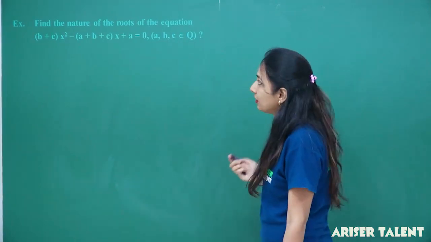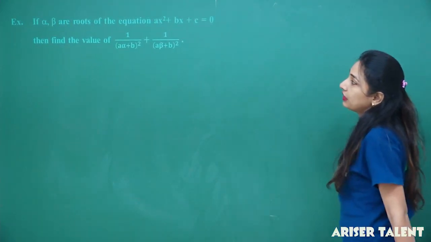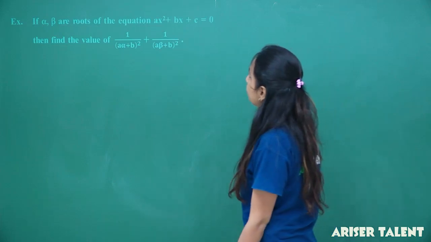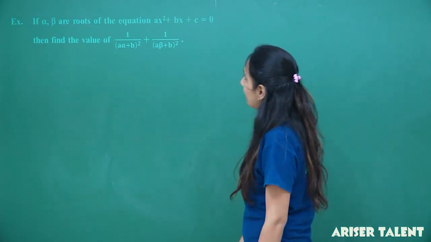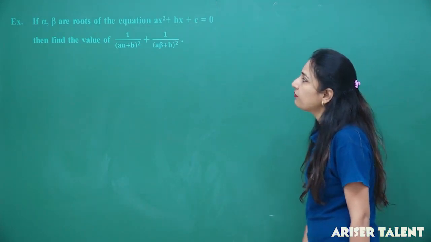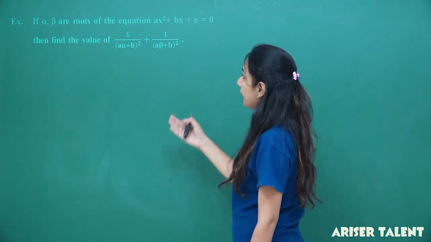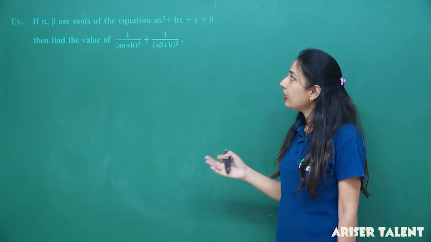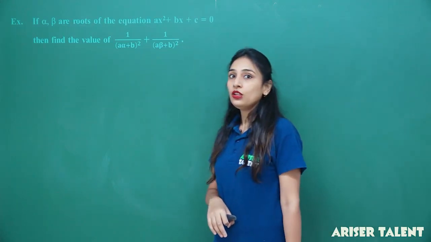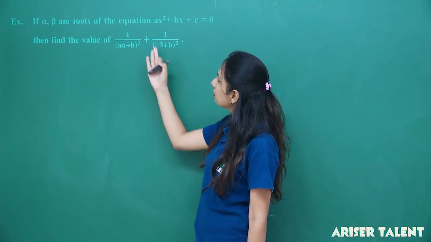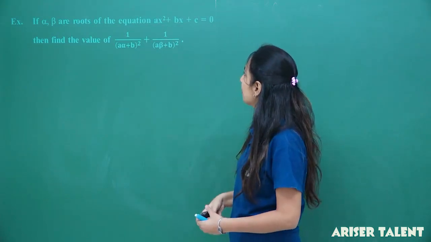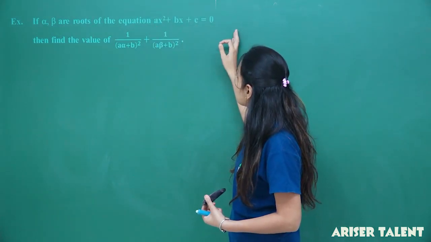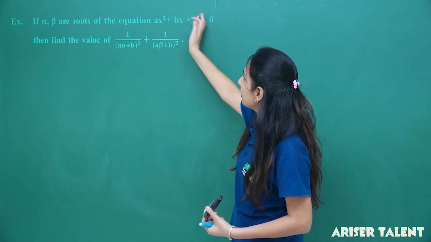So students, here's our next question. If alpha and beta are roots of the equation ax square plus bx plus c equals 0, then find the value of 1 by (a alpha plus b) whole square plus 1 by (a beta plus b) whole square. Now you'll be saying, what is this, ma'am? This kind of equation is not related to anything we have here.